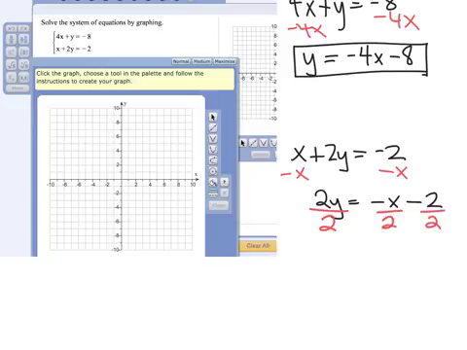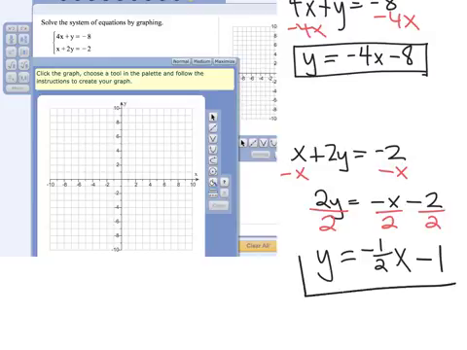Here's where our fraction comes in. So that first part is y. Now this is negative 1 divided by 2, so we're just going to leave it as negative a half x, because that's the x. Then this says negative 2 divided by 2, so that's negative 1. So there are our two lines up here and here.